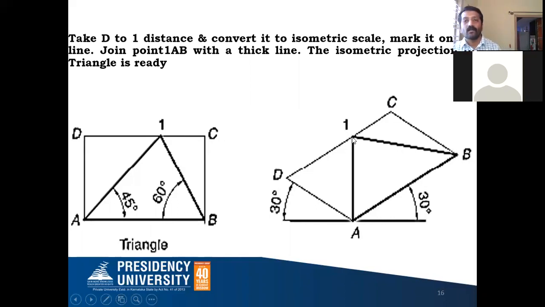Once you get the 1, immediately with the help of your scale and pencil, draw a thick line joining A, B and 1. All these 3 points, the isometric position of the triangle, is ready. The outer square you can erase. Okay, this is the isometric projection of the triangular lamina.